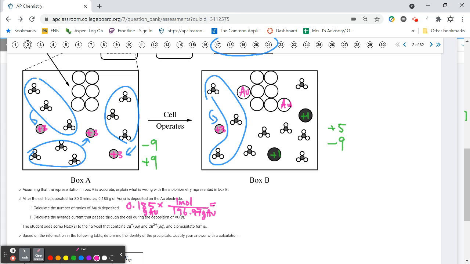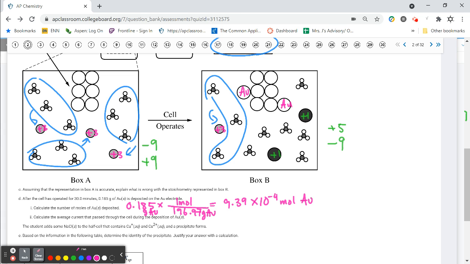That gives me, let me just do that, 0.185 divided by 196.97 gives me 9.39. Let's see, how many sig figs am I looking for? 3 sig figs. Yeah, okay. Times 10 to the negative 4 moles of gold. Okay, so that was easy.